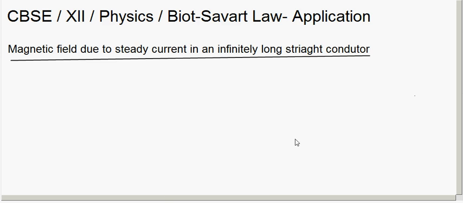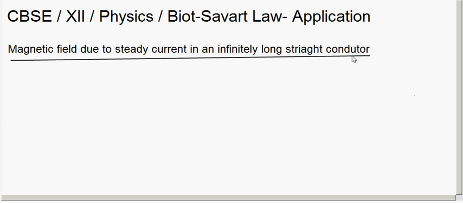Good morning. In this session, we will study some of the applications of Biot-Savart law. We have studied Biot-Savart law and we know that it helps us to find the magnetic field due to a current carrying conductor. Now in this class we will see the magnetic field due to steady current in an infinitely long straight conductor.